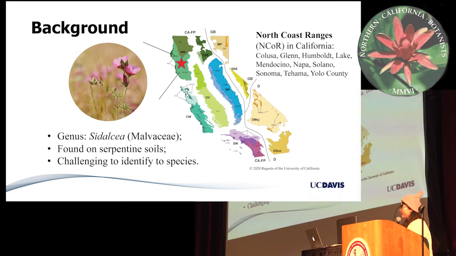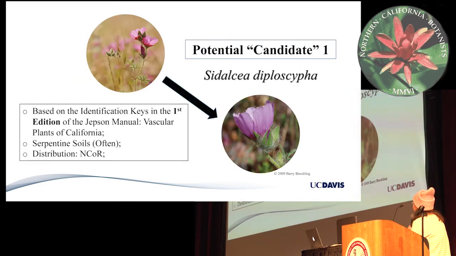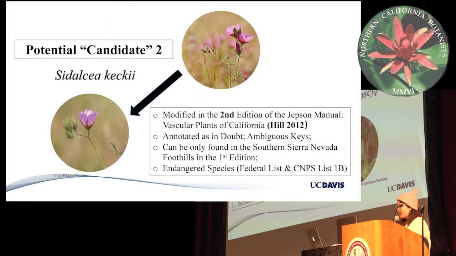And within this area, multiple populations of Sidalcea were found on the serpentine soils, and it's really challenging to identify those populations into just one single species. In the first version of the Jepson Manual, those populations were identified as Sidalcea diplocypha, which is a native species and is widely distributed in California. And it's usually found on serpentine soils as well, and it has a distribution in the North Coast Ranges.